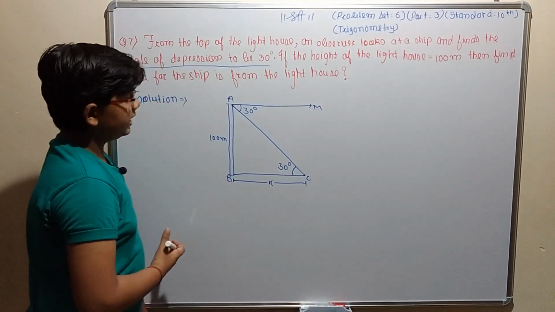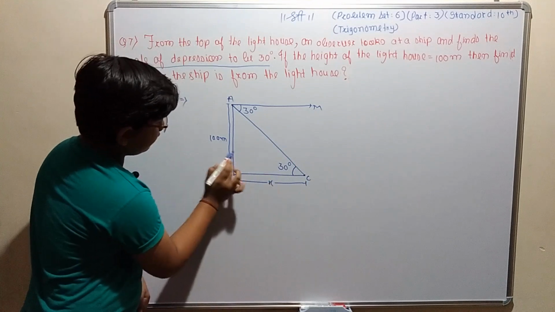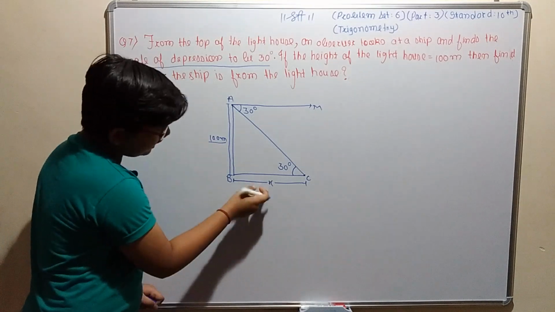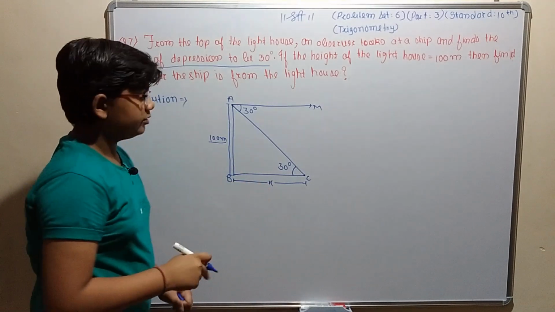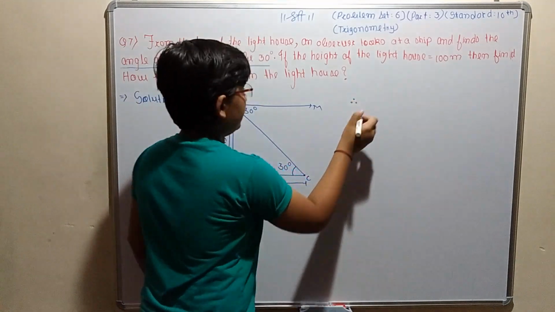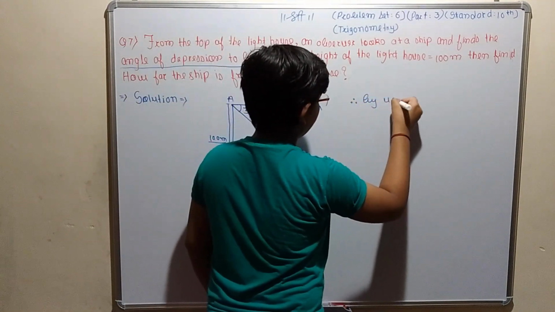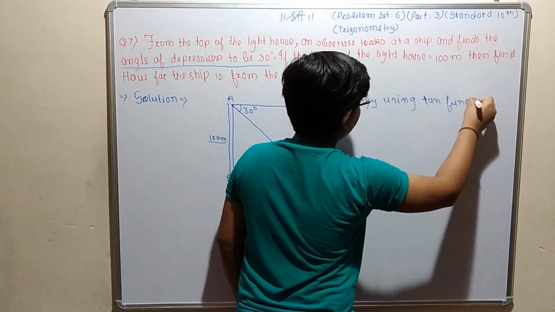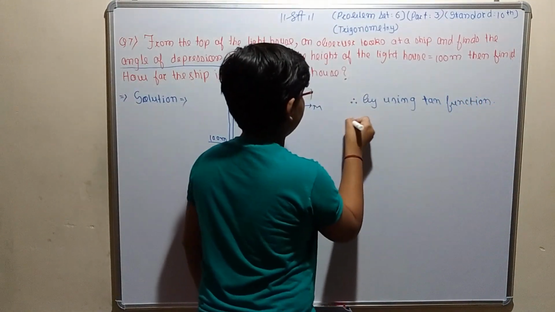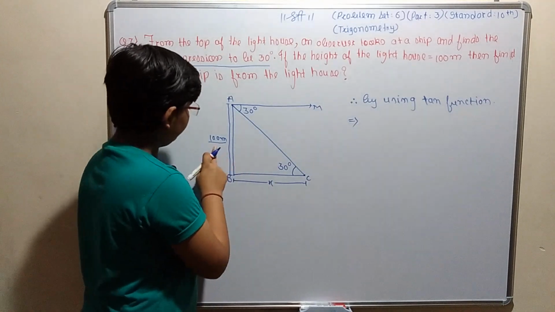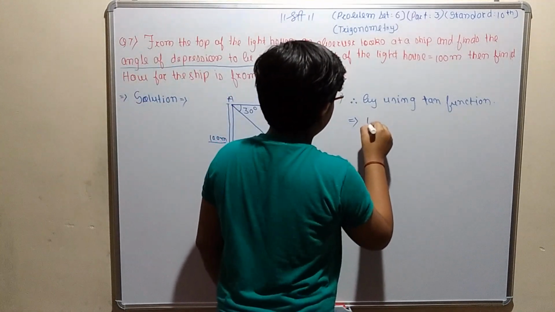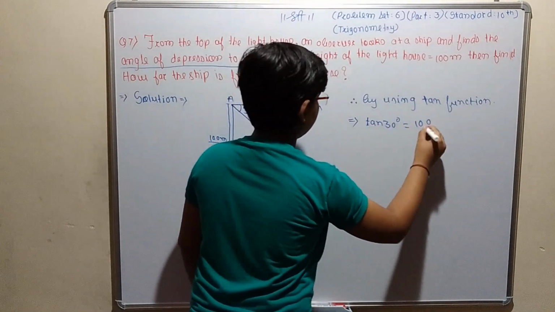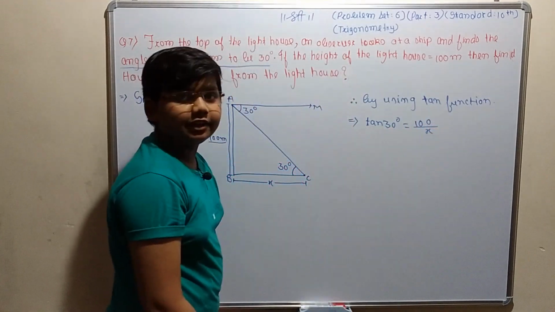Now this is a basic trigonometric application problem. In this question we have to deal with the opposite side and the adjacent side. This we can deal with the tan function. So by using the tan function, we can say that tan 30 degrees is equal to 100 divided by x. Now what is tan 30 degrees by the trigonometric table?